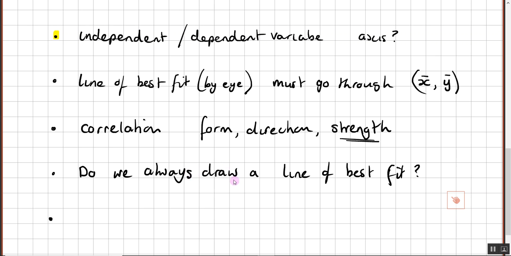So do we always draw a line of best fit? And then we've got how good is a prediction. Okay, so we've just been talking about that. So if you can, using any diagrams, whatever you want, make a decent set of notes now in your exercise book, to make sure you've got all those things covered.